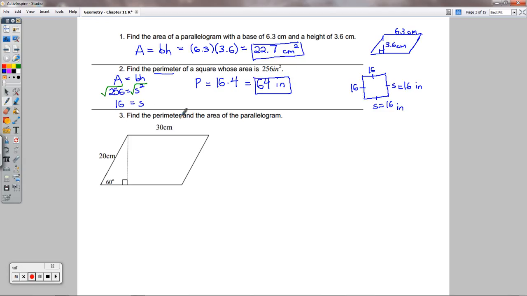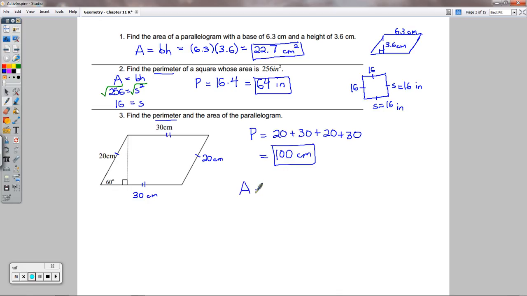For number three, find the perimeter and area of the parallelogram. Perimeter, we would just add up all the sides. We know a parallelogram, opposite sides are congruent. So this is the case here and here. So that's 20 and 30. This would have to be 20 centimeters and 30 centimeters as well. So that's an easy question, at least, to answer the perimeter. Perimeter is just 20 plus 30 plus 20 plus 30. As always, show where you're getting your answers. So that is how we arrive at 100 centimeters for the answer there, for the perimeter.